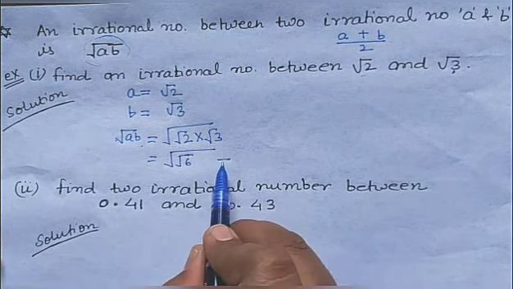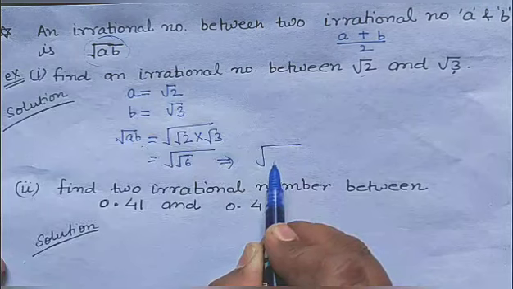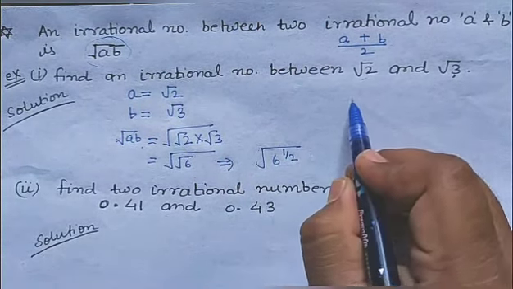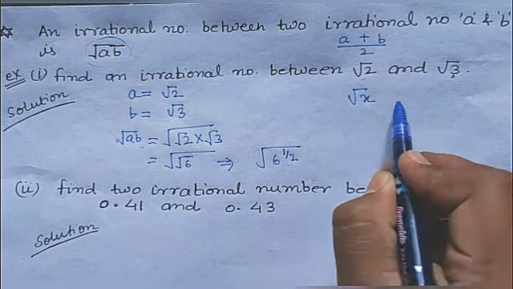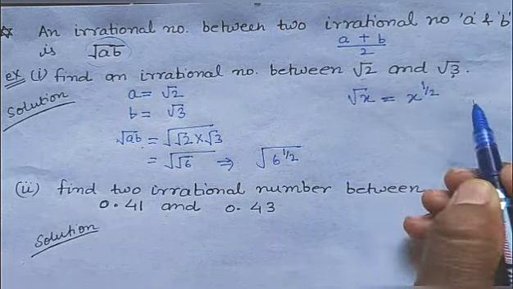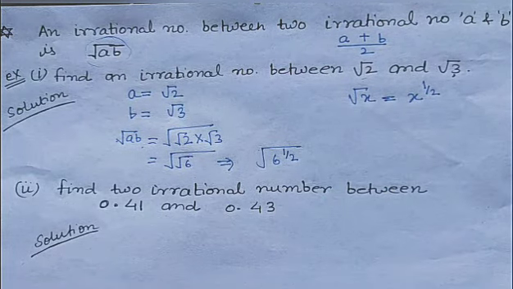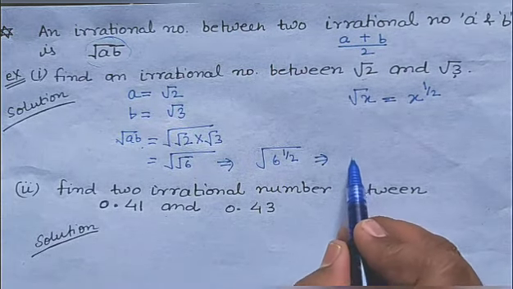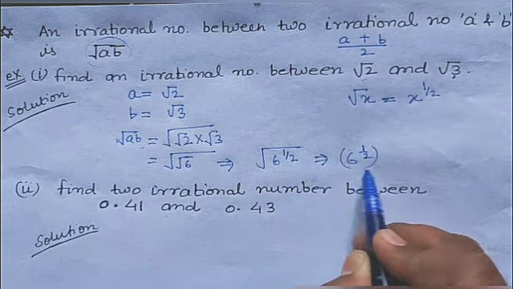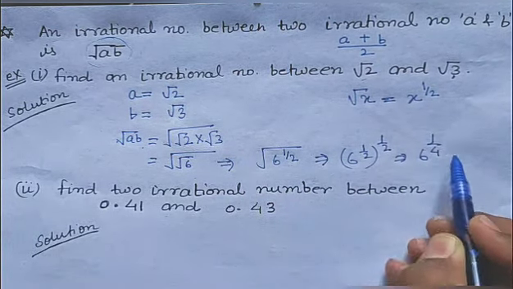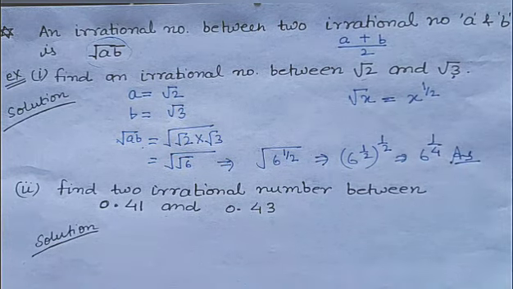We can simply write it as under root 6 to the power 1 by 2, because if we remove the square root from a number, the power becomes 1 by 2, like x to the power 1 by 2. Again, if we remove this square root, then 6 to the power 1 by 2, to the power 1 by 2, means 6 to the power 1 by 4 will be the answer of this question.